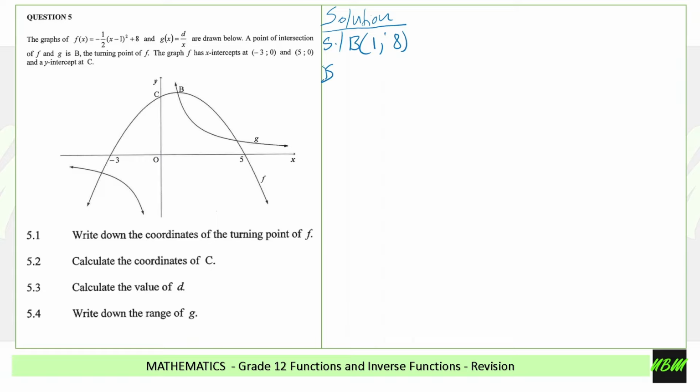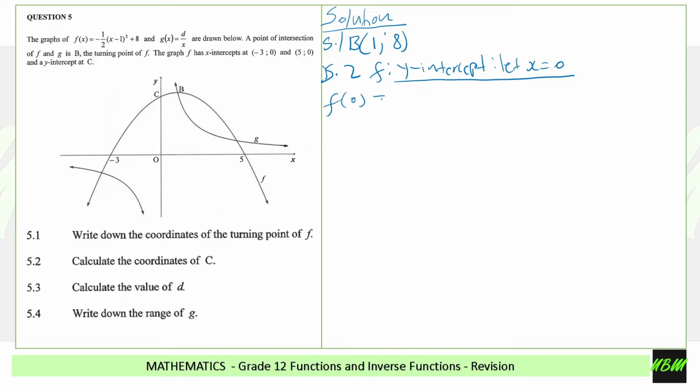Question 5.2, calculate the coordinates of C. C is the y-intercept of f. So in the equation of f, let's find the y-intercept by letting x be 0. Y-intercept, where we see x, we substitute 0.